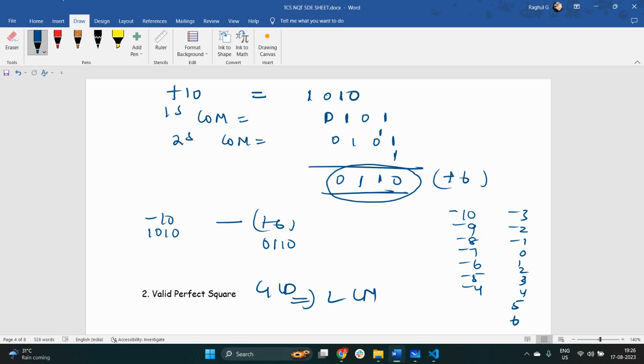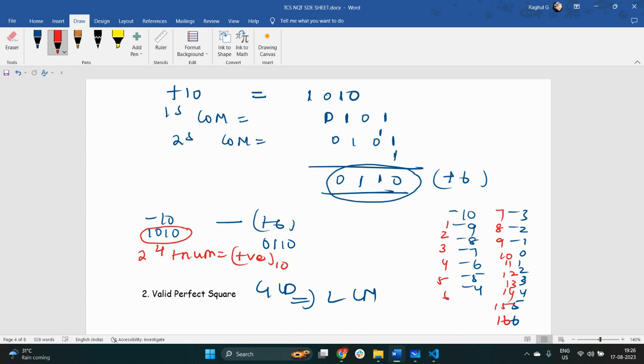Let's count the number of digits present in between. When plus 6 is reached, I'm going to have 1, 2, 3, 4, 5, 6, 7, 8, 9, 10, 11, 12, 13, 14, 15, and 16th. So at the 16th digit, I reach the positive equivalent of the negative number. It's very curious that minus 10 has been represented as a 4 digit binary number. So when I take 2 power 4 plus num, I get the positive equivalent of the negative number.